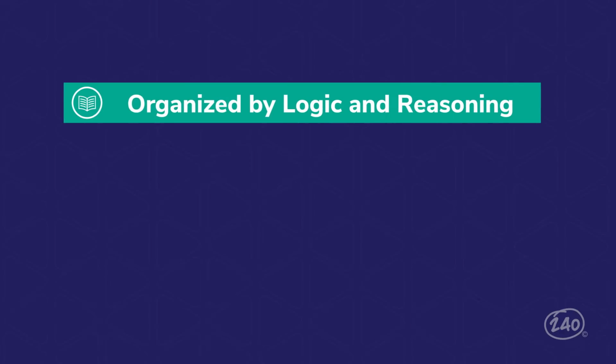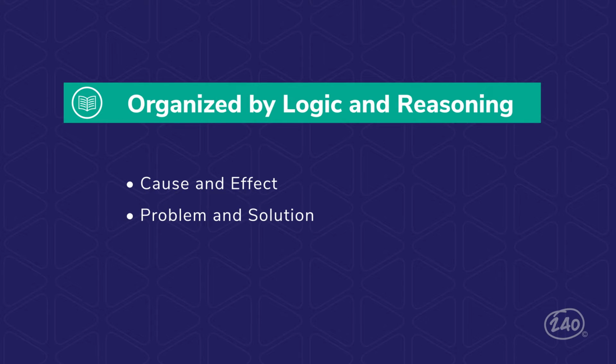Let's dig even deeper into ways authors structure their writing by logic and reasoning. When authors organize their writing by cause and effect, they describe an event and follow the description with possible outcomes. To decide if this structure is being used, ask yourself, did the author explain what would happen after something else occurred? Problem and solution is a type of organization in which the author poses a problem and then provides answers or ideas about how to solve it.